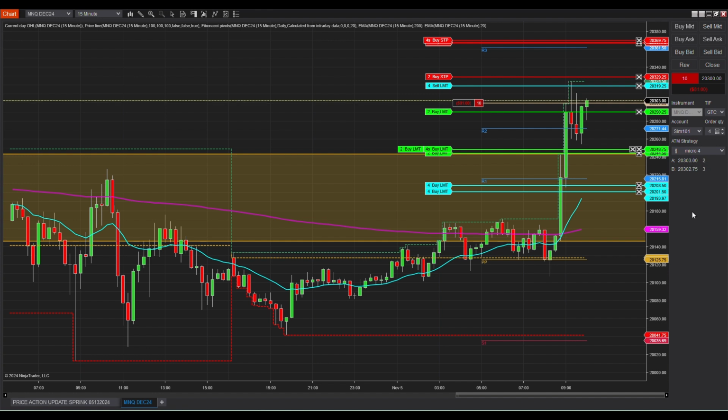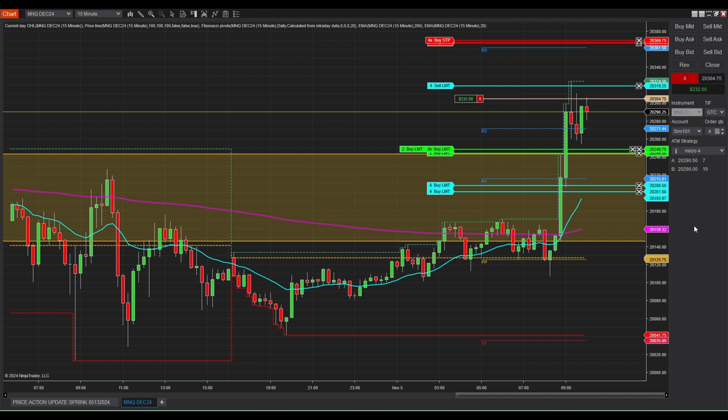9:49. Looks like we're going to try to make a new high. Go ahead and move the stop here. That's why it's good to trade this on micros. Target filled.